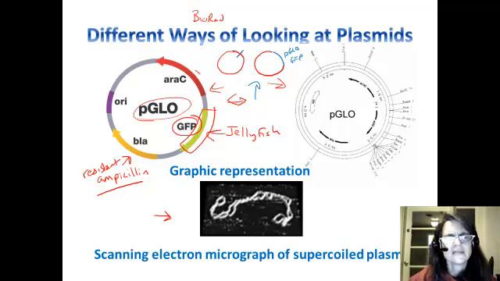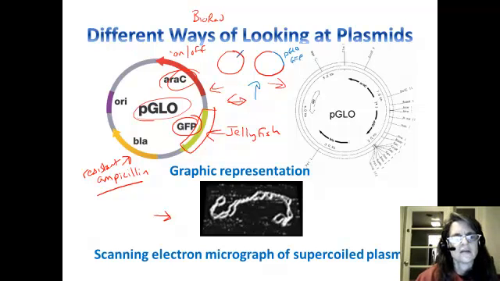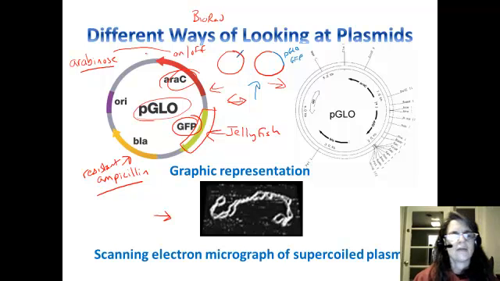And this up here is an on-off switch for an entirely different gene. It's an on-off switch for a gene that allows a bacterium to digest arabinose, which is just a sugar. And we'll talk about why this gene is present later on.